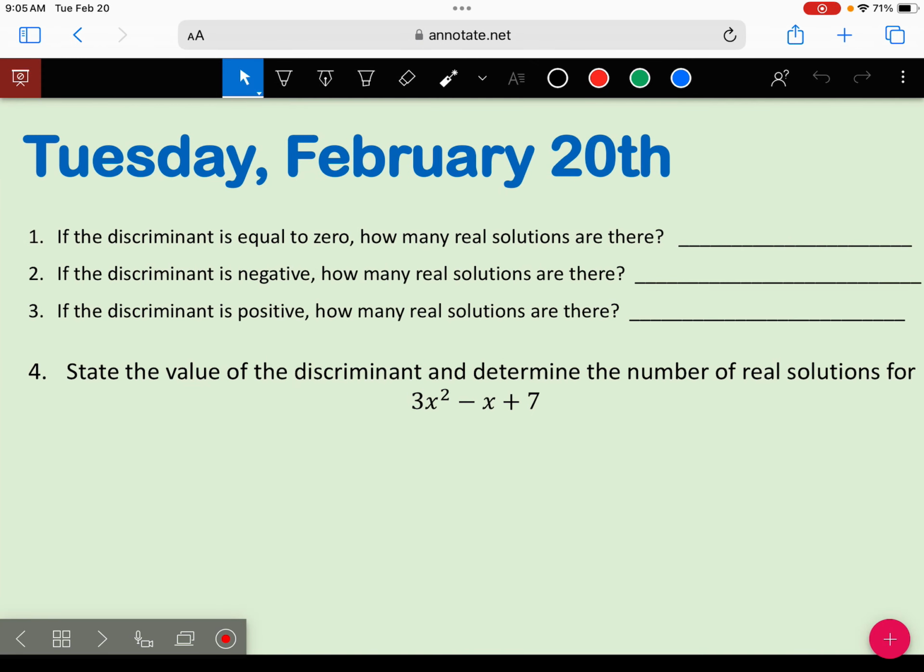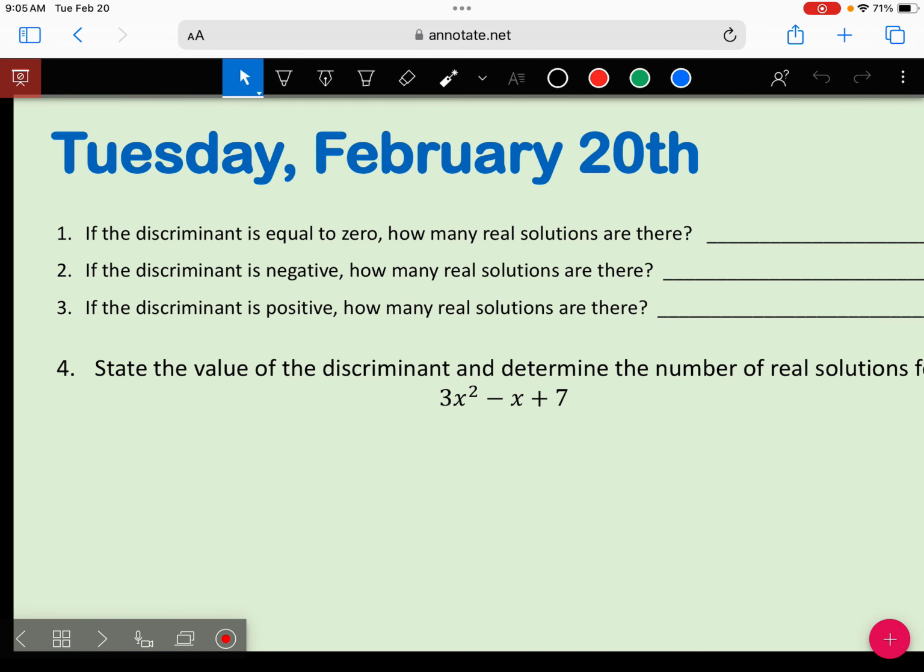If your discriminant is equal to 0, what does that mean? How many solutions do you have? 1. If your discriminant is a negative number, any negative number, what does that mean? How many solutions do you have? None. Yep, you have no solutions, or 0.